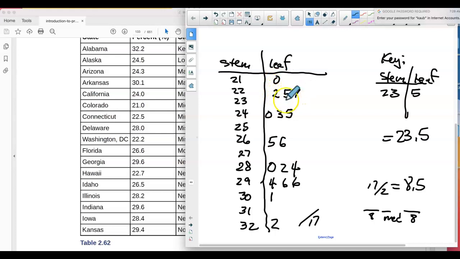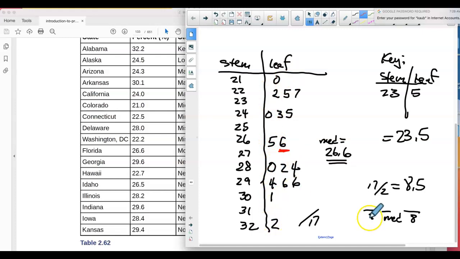1, 2, 3, 4, 5, 6, 7, 8, 9. So the median is 26.6. It's this number right here. That's the median. That gives us 8 numbers before and 8 numbers after.